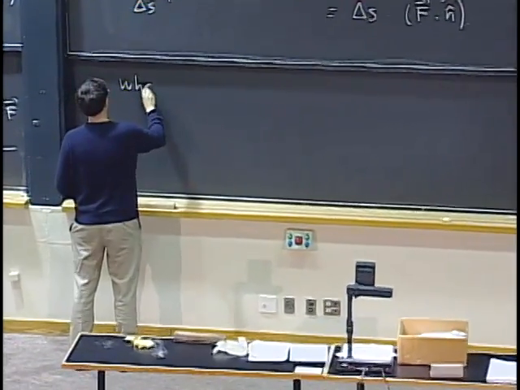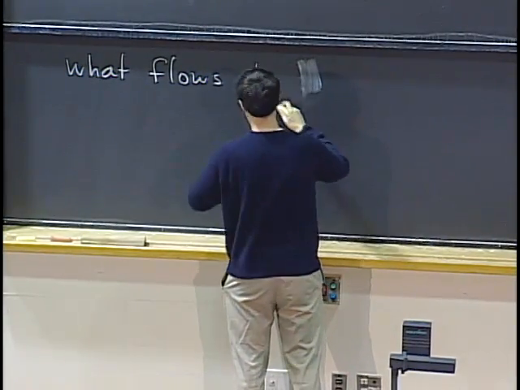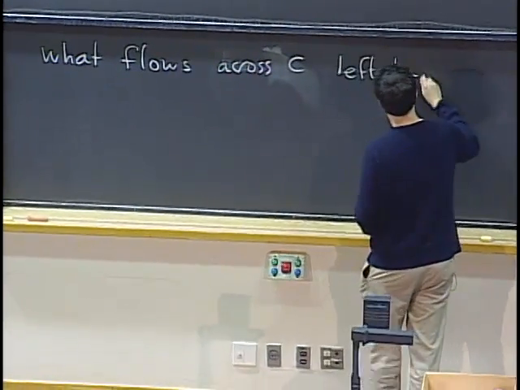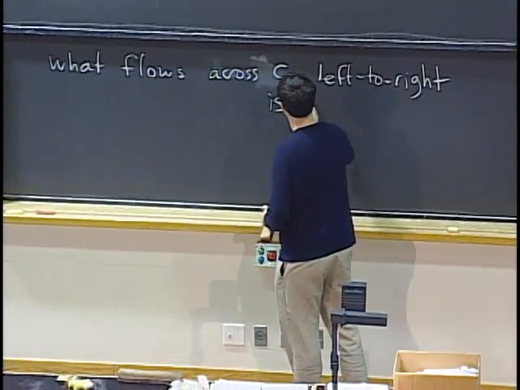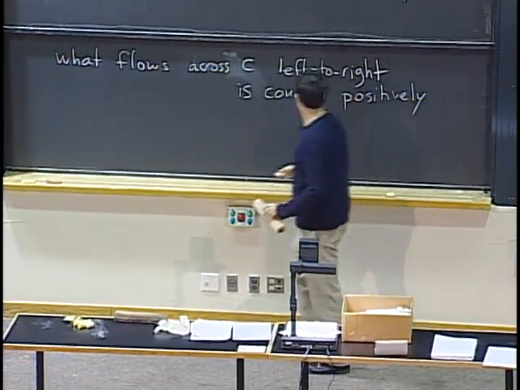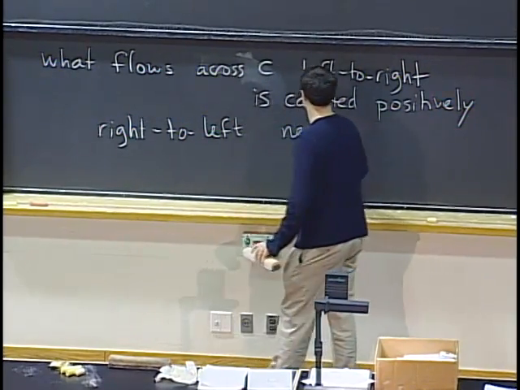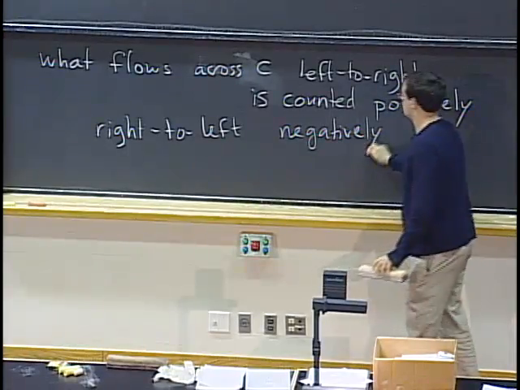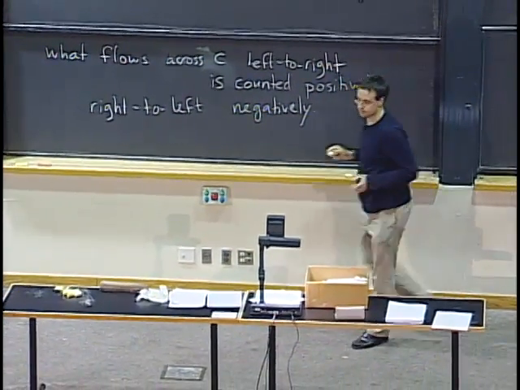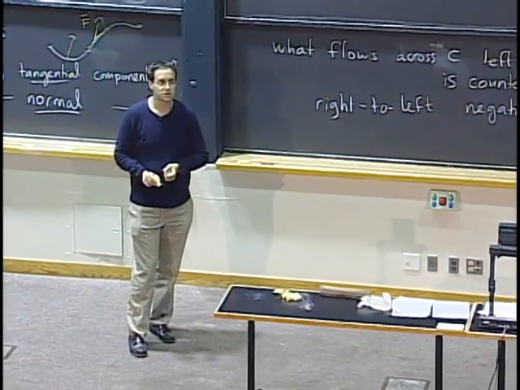Okay, so what flows to the right of C, well, across C, from left to right, is counted positively, while what flows right to left is counted negatively. So in fact, it's the net flow through C per unit time. Okay, any questions about the definition or the interpretation or things like that?